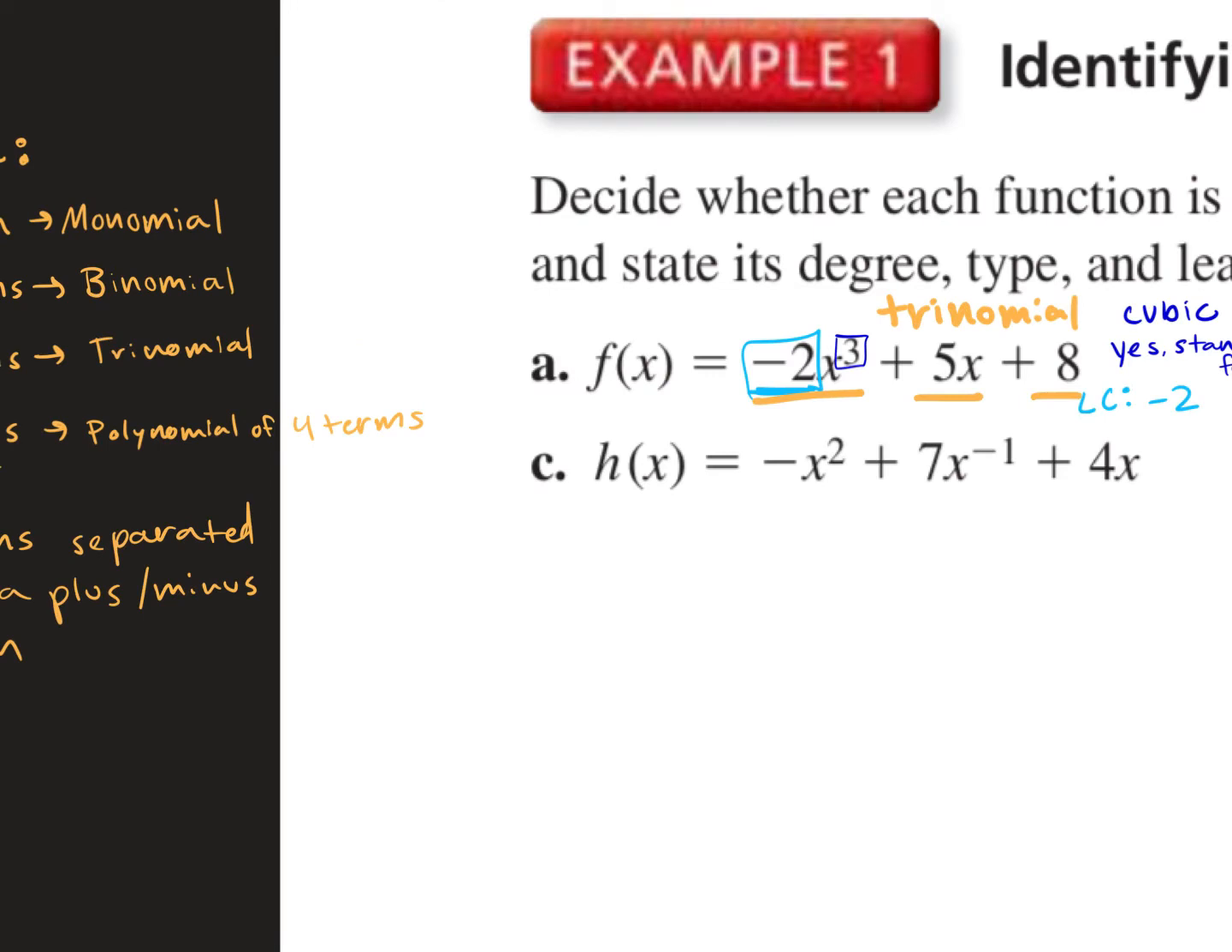All right, let's take a look at C. So right below A. Is this in standard form? No, because it doesn't go in descending order. Do you think this is a polynomial? No. Why not? Well, in order to be a polynomial, whether it's a monomial, binomial, any type of polynomial, it has to have positive exponents. Does C have all positive exponents? No, it has that -1, so this would be not a polynomial.